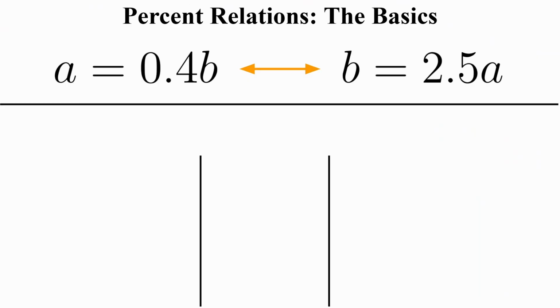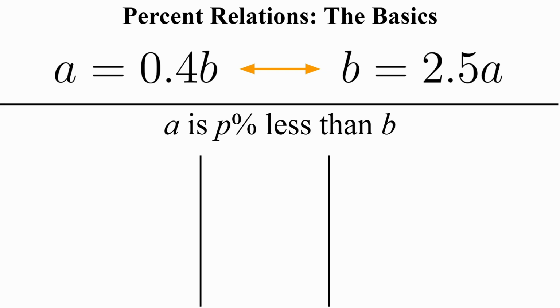Now that we've established that these two equations are the same, they're just different versions of the same equation, that's what I marked with this orange arrow. College Board can now ask you a bunch of questions about it, and you have to figure out which equation to use. So let's say the question says A is P% less than B. Well, it starts with A is, and is means equals. So the equation should start with A equals, and that is indeed the first equation. So the multiplier that goes with the P% less is 0.4. And B is just B.